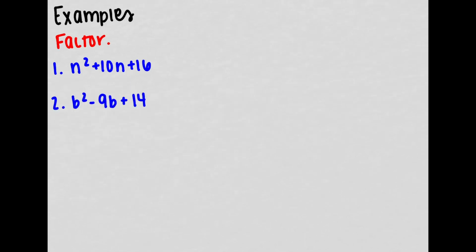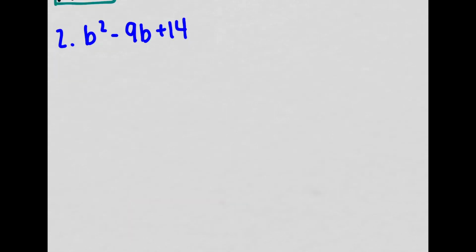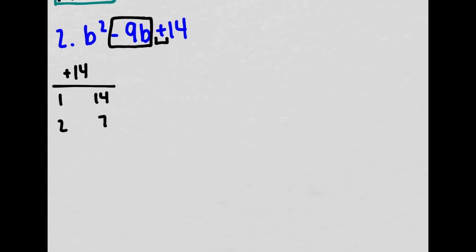The second one is b squared minus 9b plus 14. And number 2, we follow the same steps. We look at that last number, plus 14, and I'm going to start listing my factors. I have 1 and 14, and then 2 and 7, and that's it. Now, I know that the numbers are going to have the same sign because of that positive, and the middle term, remember, tells you what the sign will be. So both numbers are going to be negative.